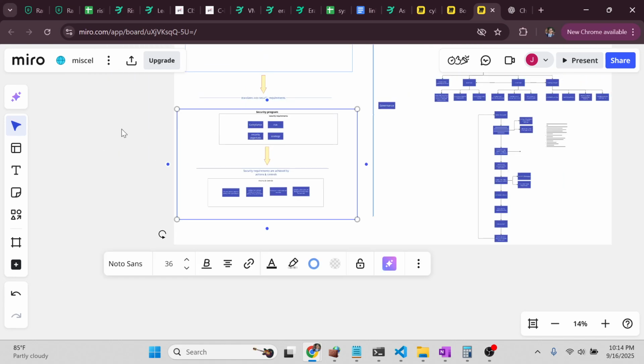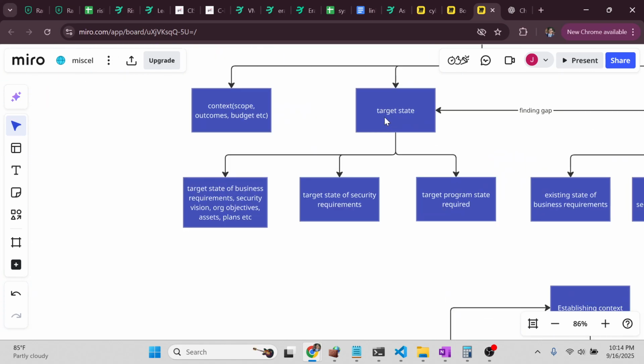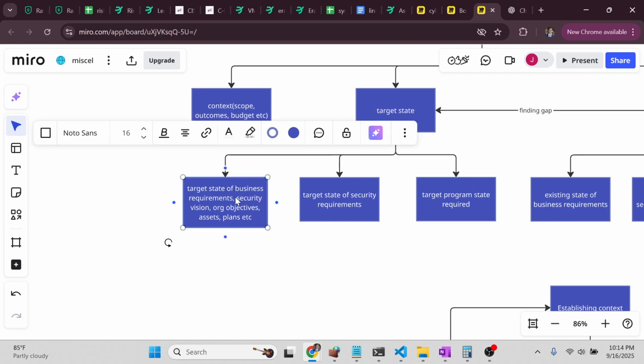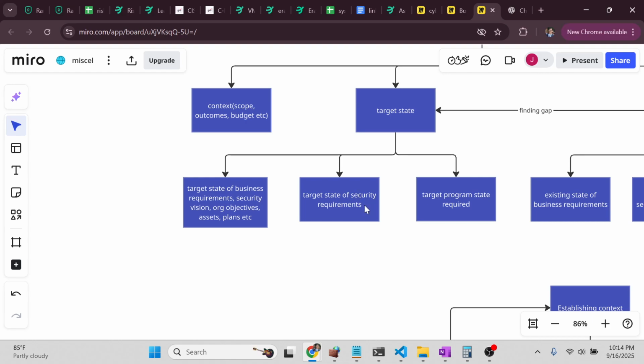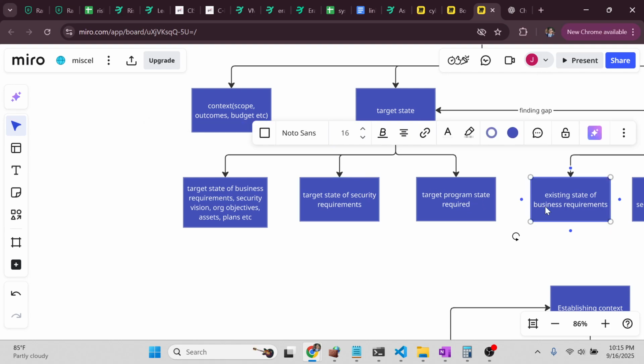So the whole thing creates a security program. All right, now that the process is clear, let's move on to the target state. So in the target state, business requirement: what is the target set of business requirements? Security vision, organizational objectives, assets, plans, the target set of security requirements. What are you envisioning? What do you think your destination is? This is the target state. So what is the destination of the business requirement? What is the destination of the security requirements and security program?